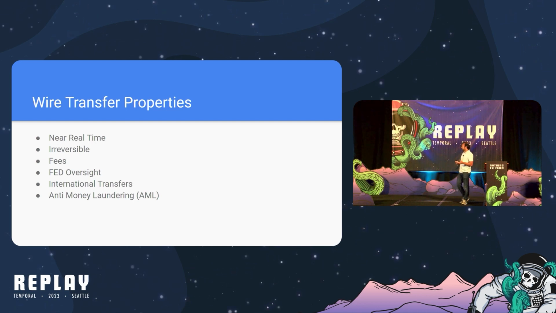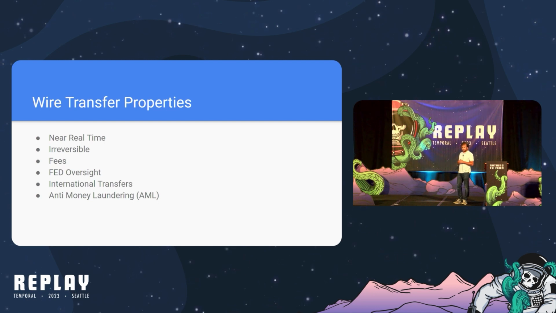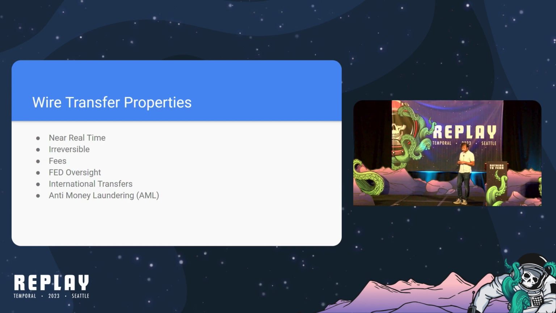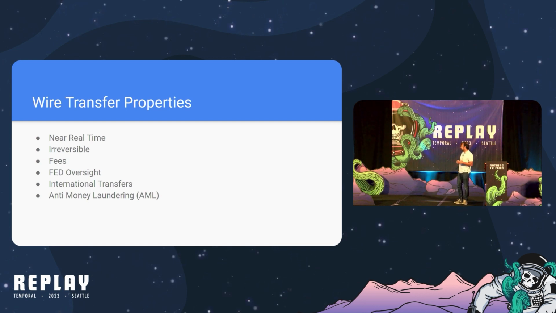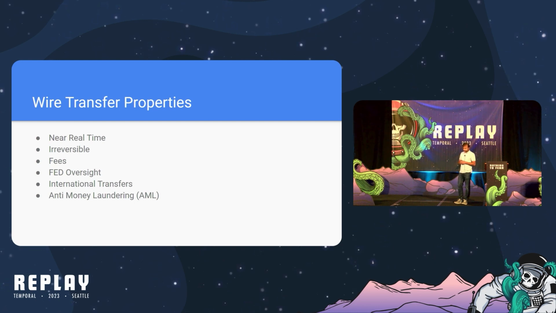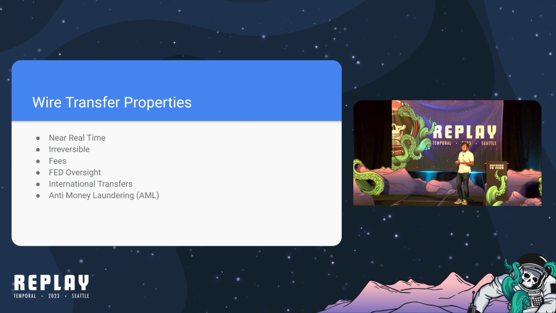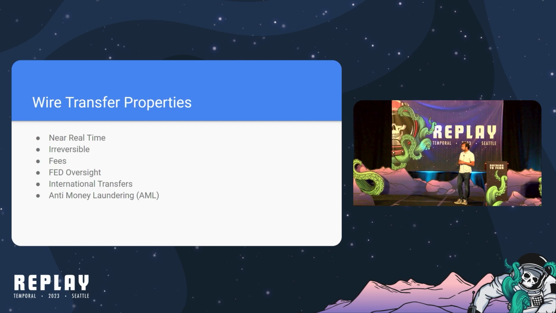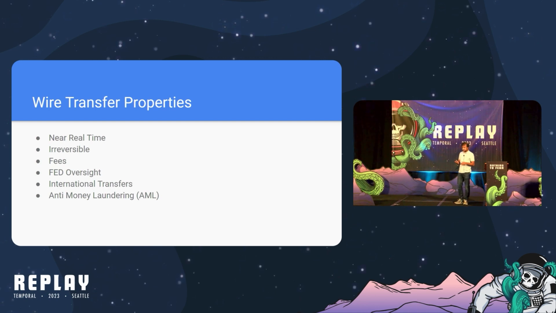And there is also Fed oversight, in the sense that there are some regulations around how these wire transfers should be done. Wires also support international transfers. I'm sure most of you have done international wire transfers, if you haven't. And just like ACH, there are anti-money laundering and fraud checks that banks do when these transactions come in.